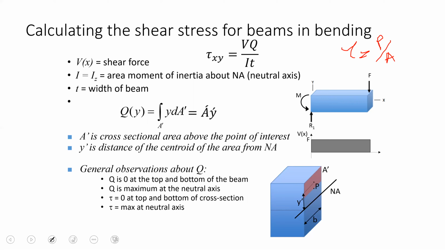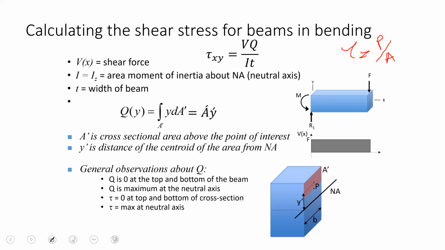Now we will have to see how this tau XY arises because of the transverse loading of the beam. So what is it? V is the shear force that will be given to you. Then I is as usual the second moment of area, or the area moment of inertia. We know how to calculate that. You should be a master in calculating I, because we have been calculating I in chapter 3, chapter 4, and chapter 5.